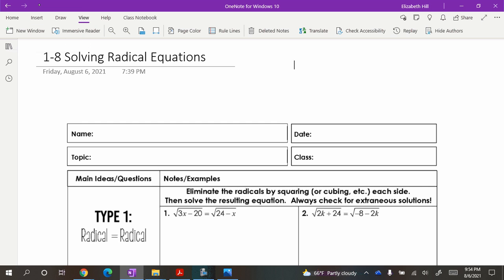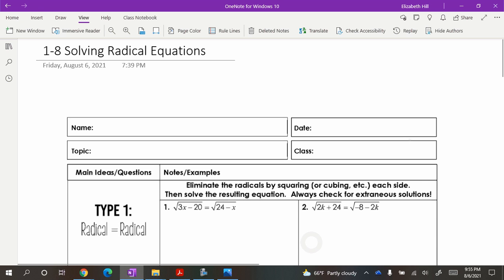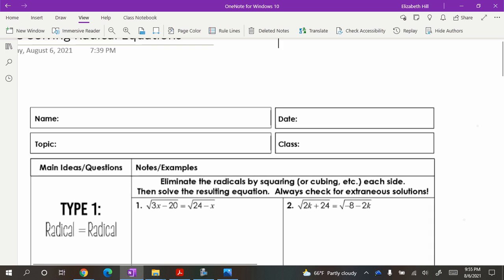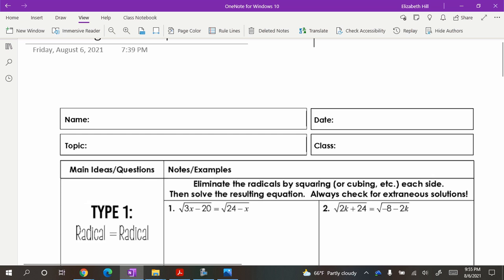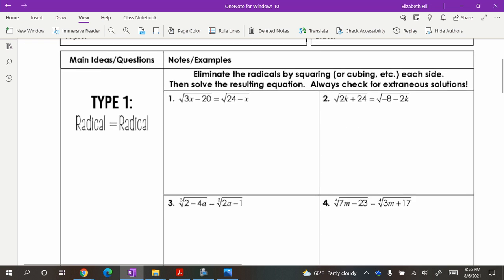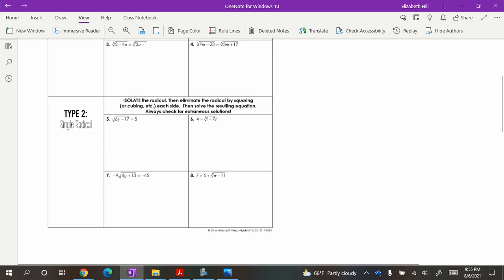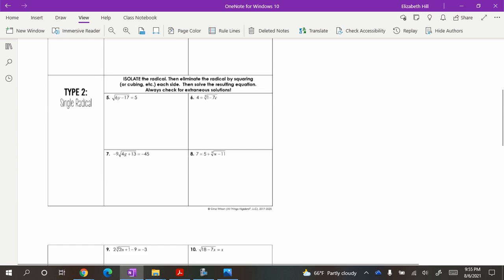Right, next up is section 1.8, which is solving radical equations. So we have talked about simplifying radical expressions. Now, how do we solve them? Remember that with radicals, we're working with square roots or nth roots, and we'll take a look at how we are going to solve them. We are going to take a look at 3 different types today.